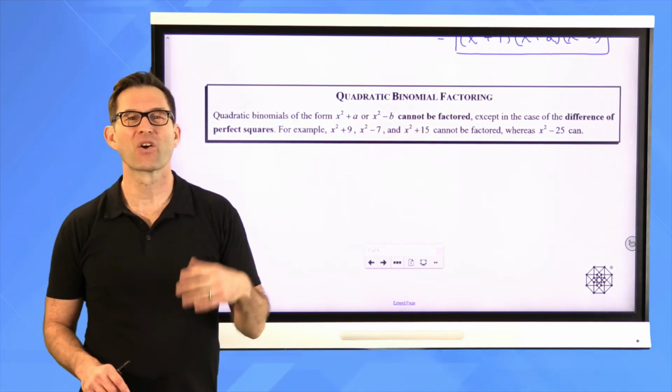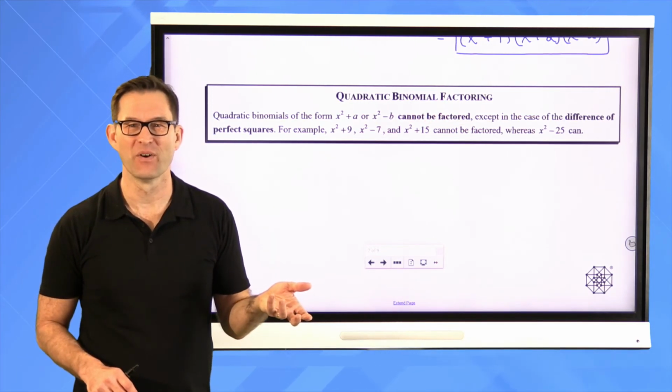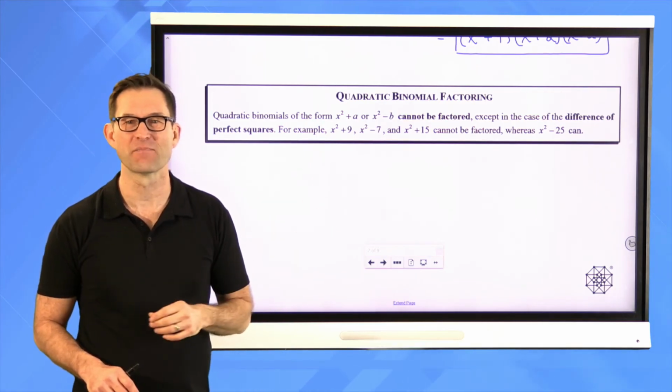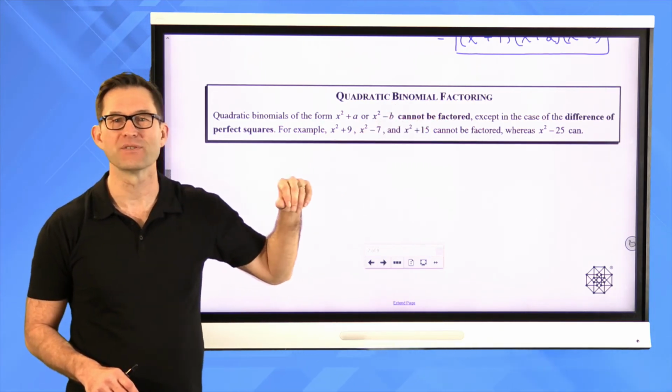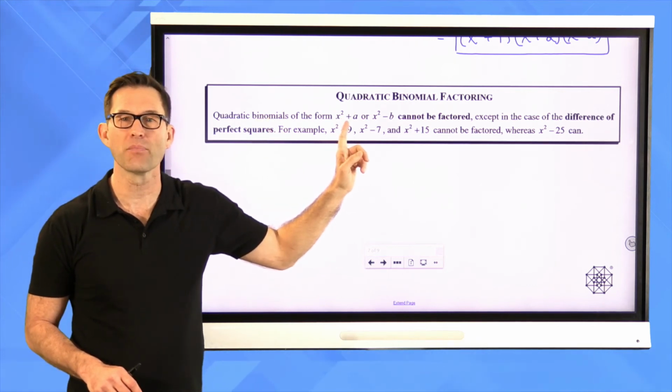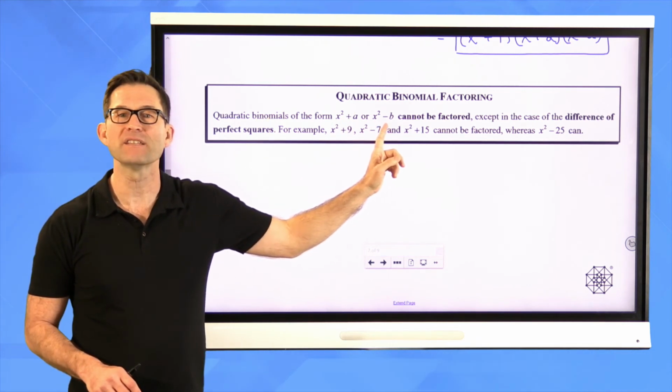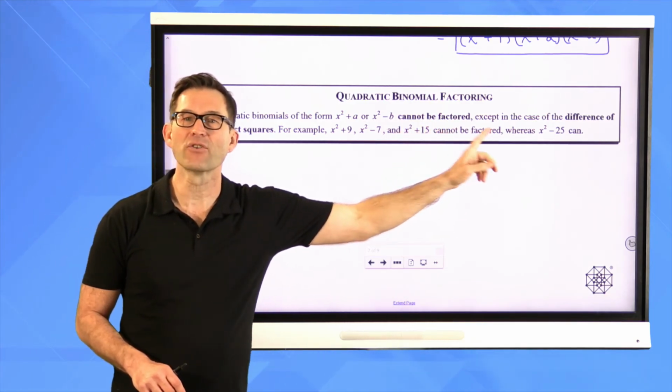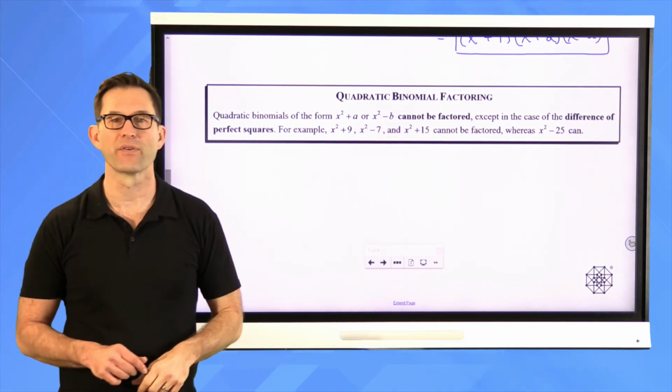Okay, so by the way, in summary, because this is pretty important, quadratic binomial factoring, that's a mouthful. A quadratic is something with an x squared as its highest power. A binomial is something with two terms. So quadratic binomials of the form x squared plus a or x squared minus b cannot be factored except in the case of the difference of perfect squares.